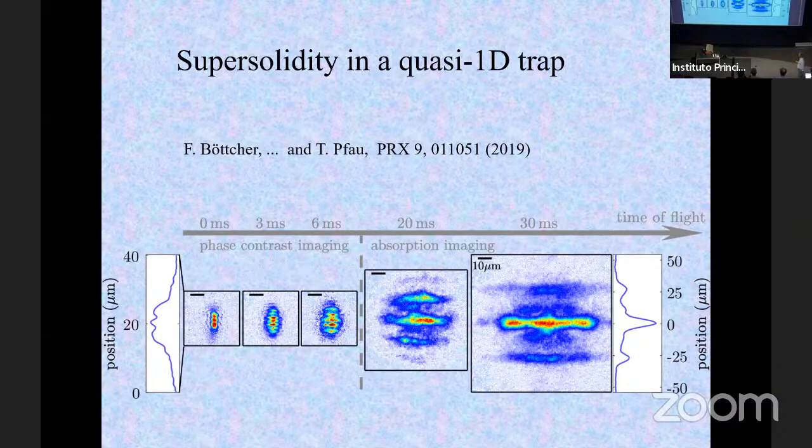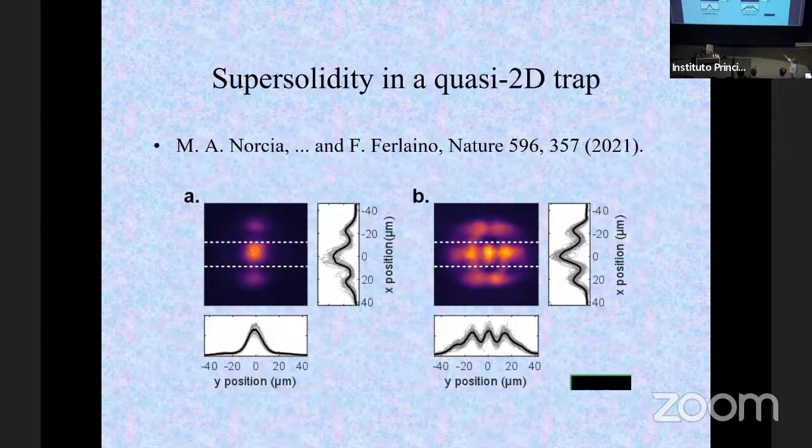And this is the result of the 2D trap work in 2021. So you can have 3 droplets in a line, 2, 7, the hexagonal lattice in a 2D shaped trap.